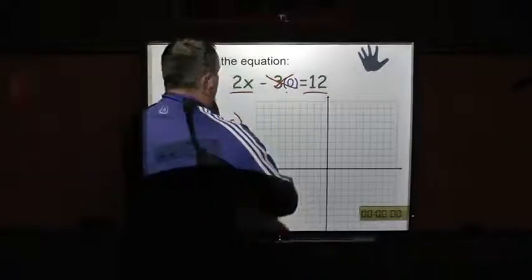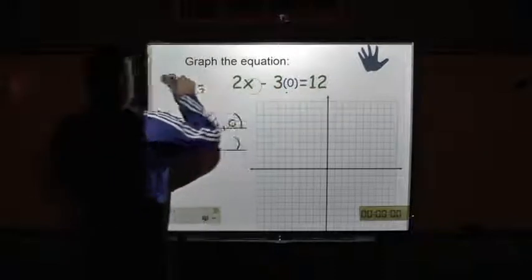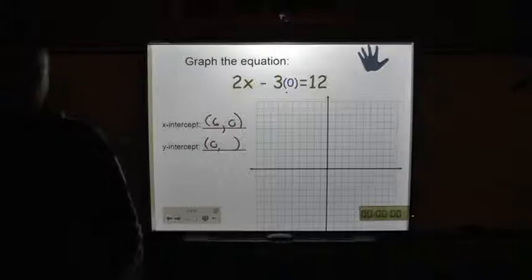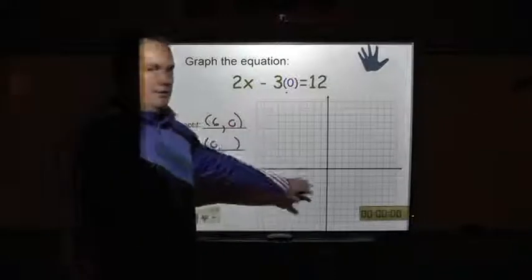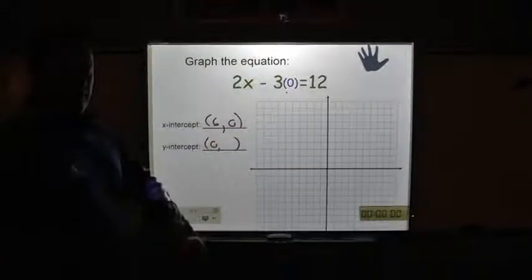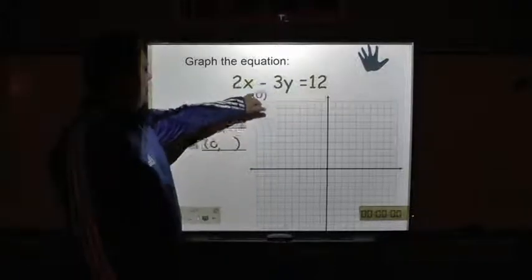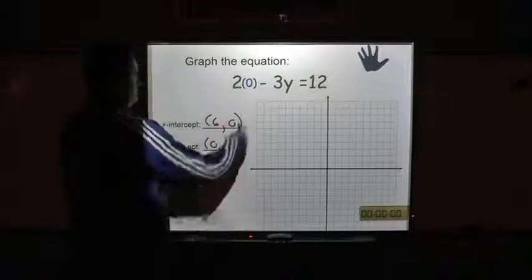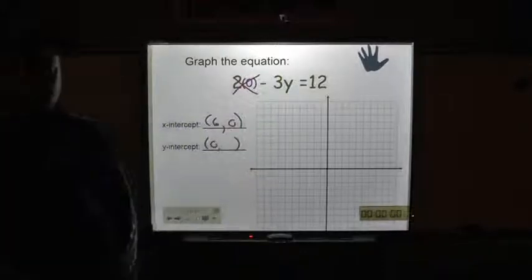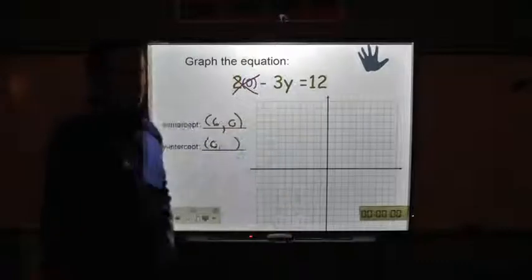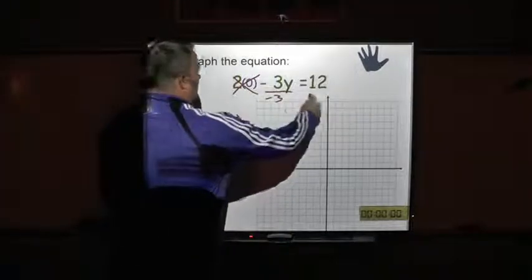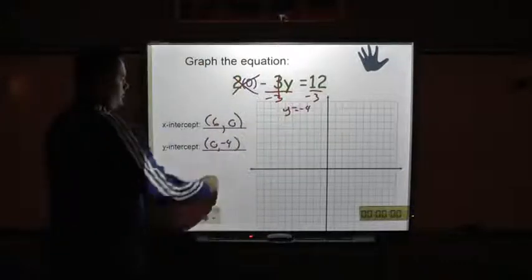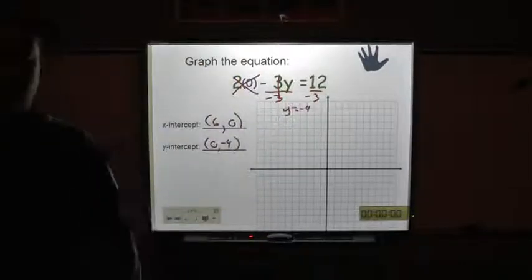Now let's look at the y-intercept. The y-intercept, again, is where the line crosses the y-axis. We know that the x-coordinate should be 0 at that point. So, to find the y-intercept, instead of writing an x, we can write a 0. 2 times 0 is 0, it's gone. So now we just have negative 3y is equal to 12. Divide both sides by negative 3, y is equal to negative 4. So your y-intercept is at 0, negative 4.